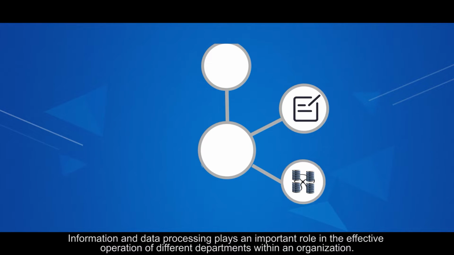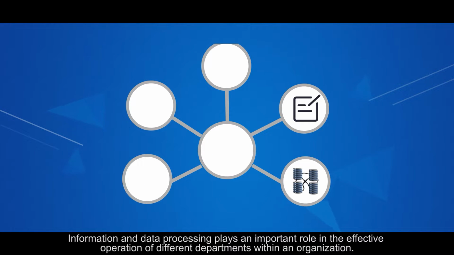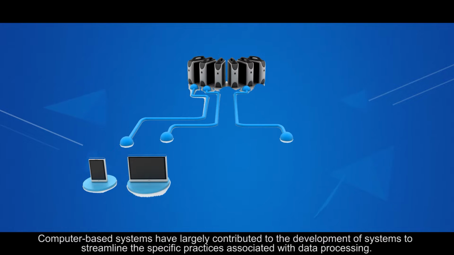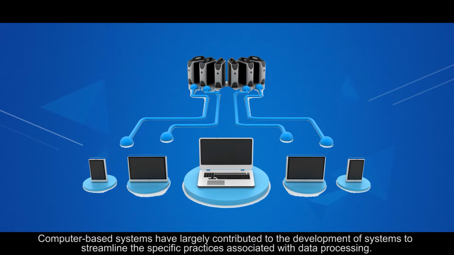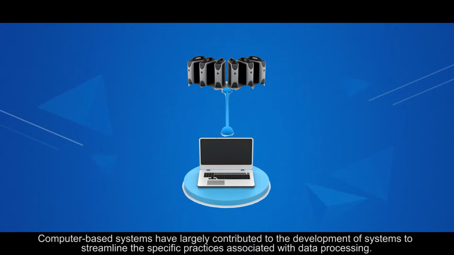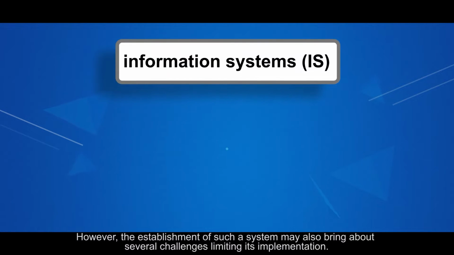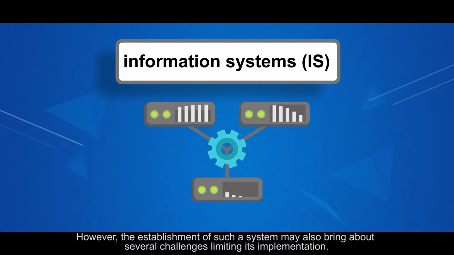Information and data processing plays an important role in the effective operation of different departments within an organization. Computer-based systems have largely contributed to the development of systems to streamline the specific practices associated with data processing. Such systems are referred to as information systems, which play important roles within an organization, aiming to increase the effectiveness of managerial decision-making. However, the establishment of such a system may also bring about several challenges limiting its implementation.